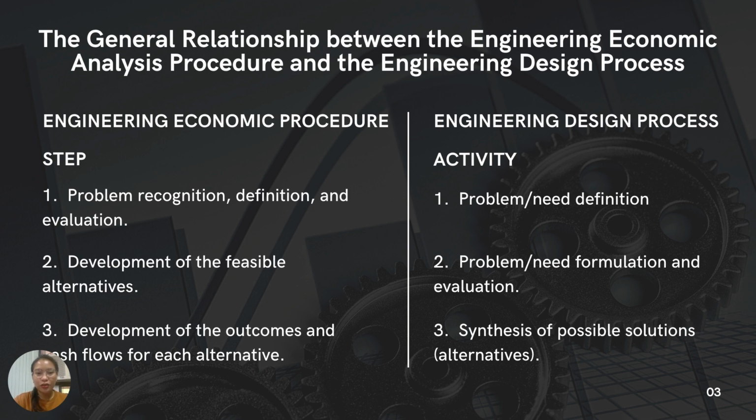A sound engineering economic analysis procedure incorporates the basic principles and involves several steps. So here, this is the procedure on the left side and the steps, the design process activity on the right side. So the 7-step procedure is also used to assist the decision making within the engineering design process.